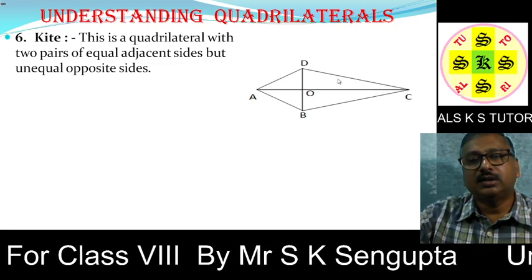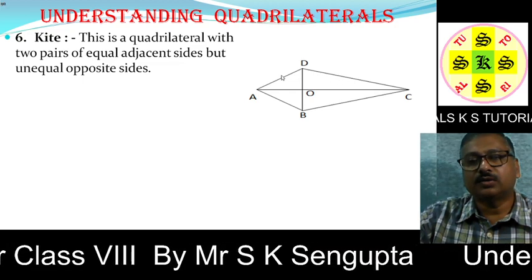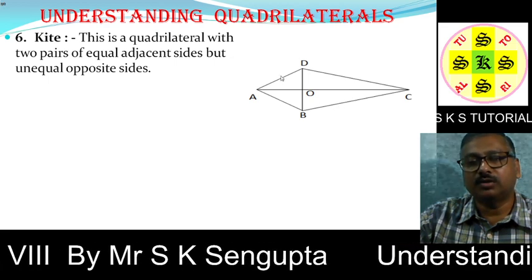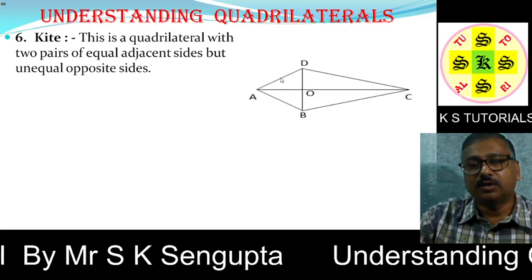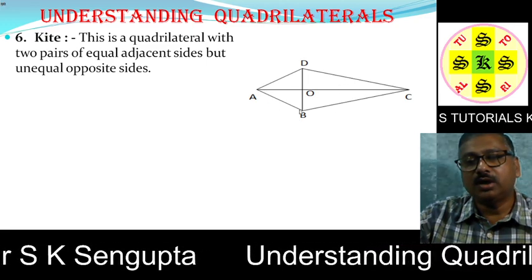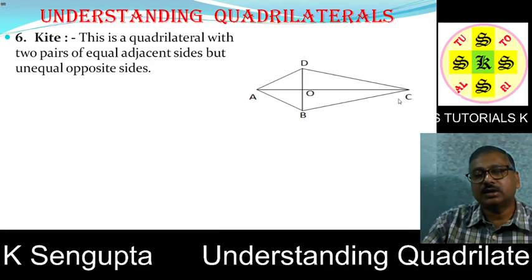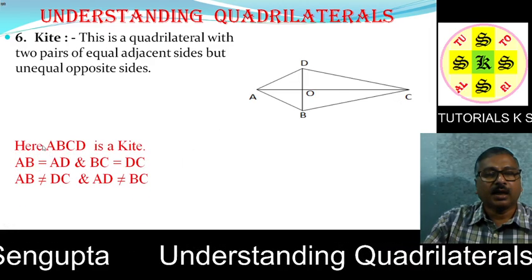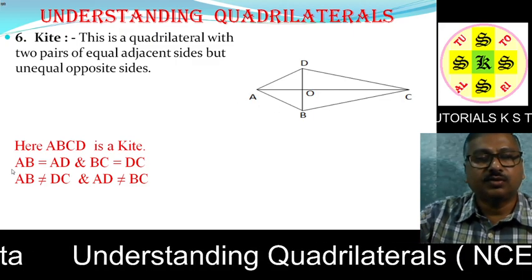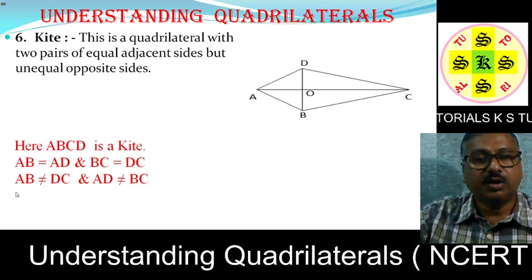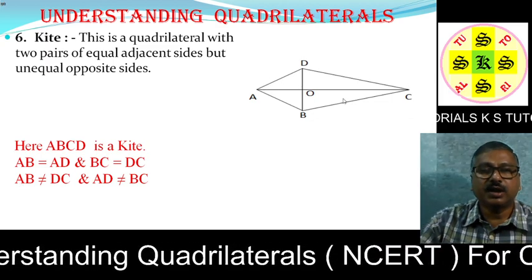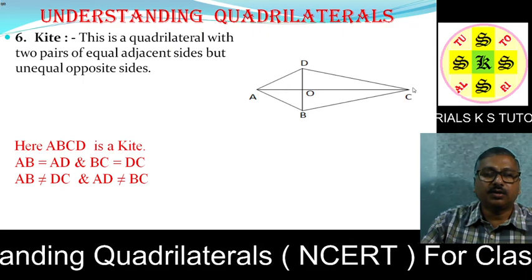So this side and this side are not equal as well as this side and this side are not equal. Opposite sides are not equal but 2 pairs of equal sides. This side equal to this side as well as this side equal to this side. That is AB equal to AD as well as BC equal to DC. Here ABCD is a kite. So this is the figure ABCD. So AB equal to AD and BC equal to DC, but AB is not equal to DC and AD is not equal to BC.